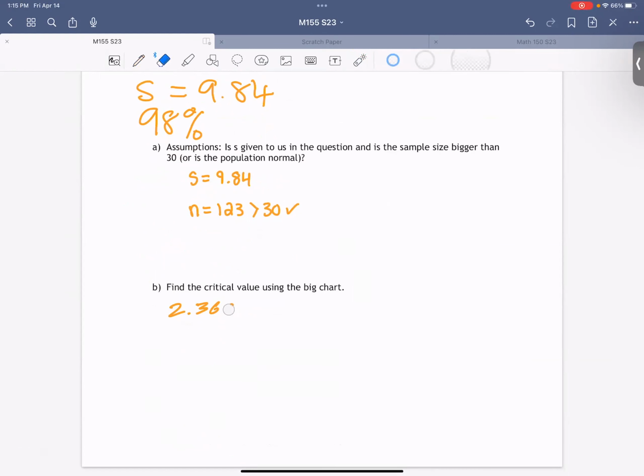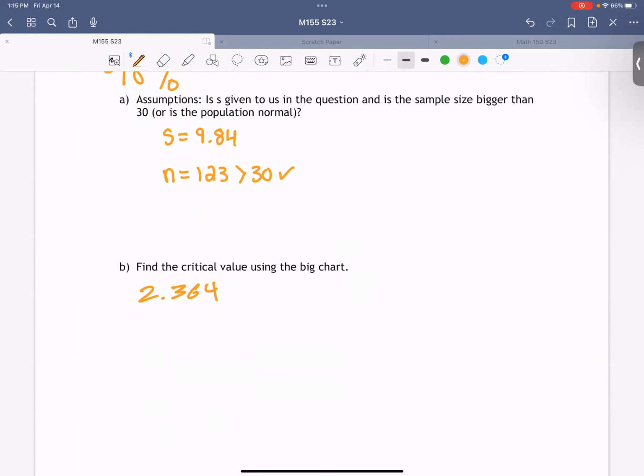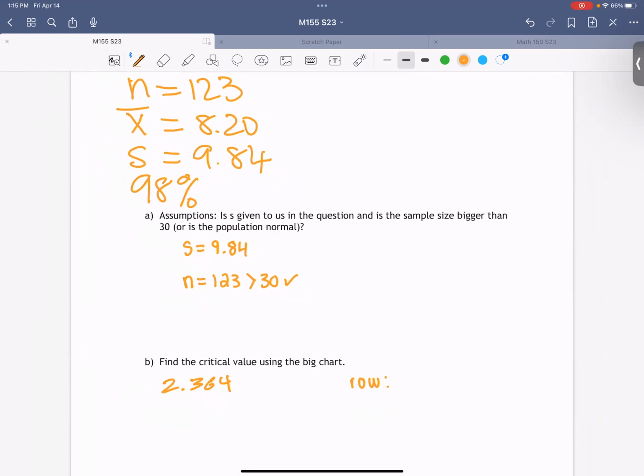Oh, yeah, you're right. Perfect. I do want to go a little bit more into how Mateus got it. Very nice job. When you're using the big chart, remember the row goes with the number of degrees of freedom. Can someone tell me how many degrees of freedom we had? 122, right? Because it's just n minus 1. So that's the row you use.